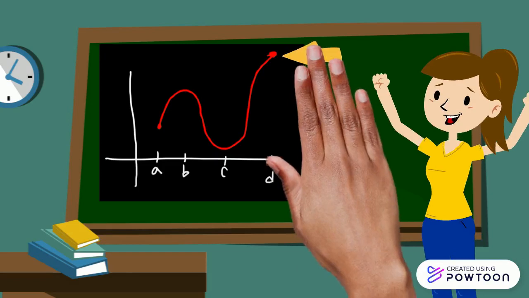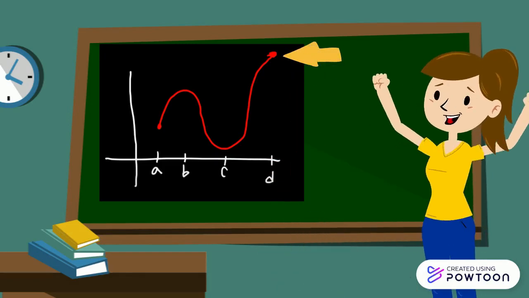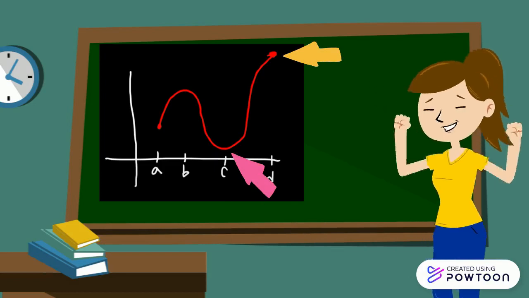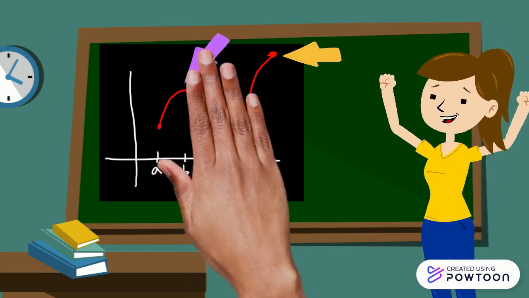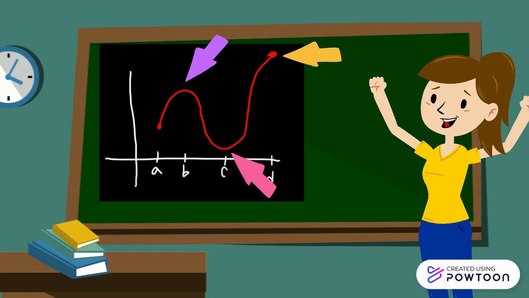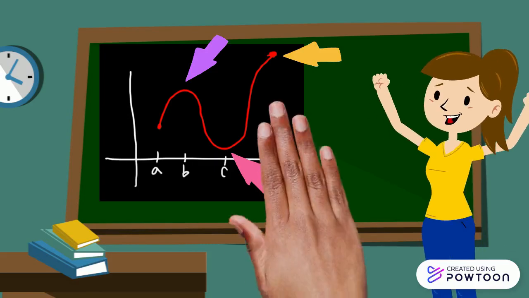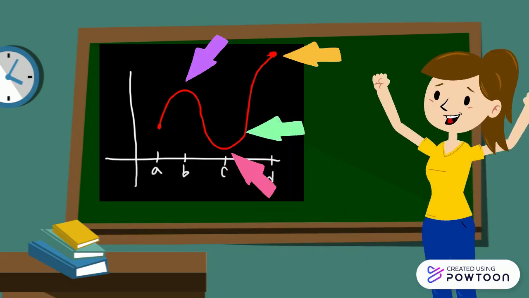The absolute maximum is the highest point of the graph. The absolute minimum is the lowest point of the graph. Now, this peak right here is not the highest point, but is the highest point in this local area. So it is called the local max, aka relative maximum. This point is a relative minimum.